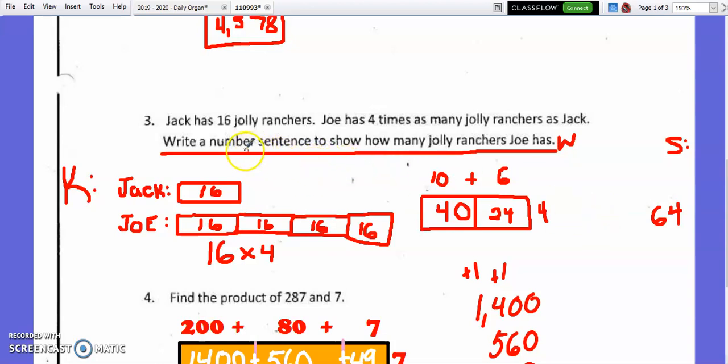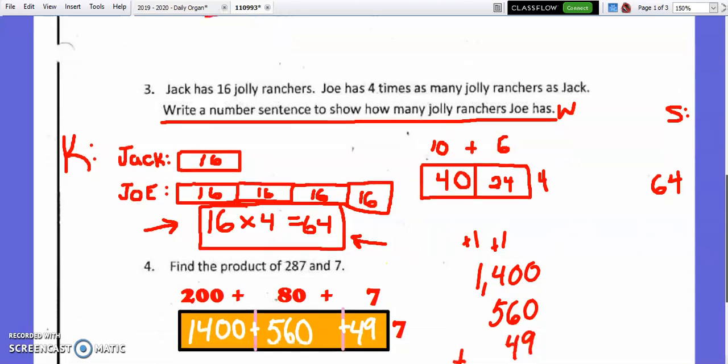Now when the students come up with one of their final answers, I always tell them check back with the W. See what the question is actually asking you. In this case, it wants to know how many Jolly Ranchers Joe has. And it only wants me to write a number sentence to show that, which we've done right here. 16 times 4 equals 64. This is my number sentence that ultimately gave me the product, but they didn't want the product at all. They wanted the number sentence. So my final answer is 16 times 4 equals 64.